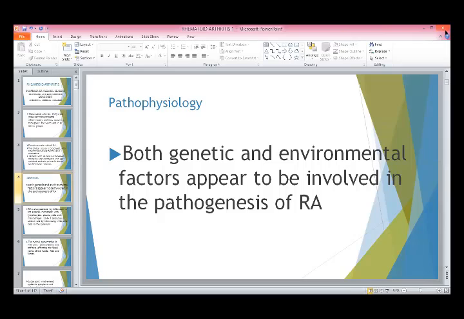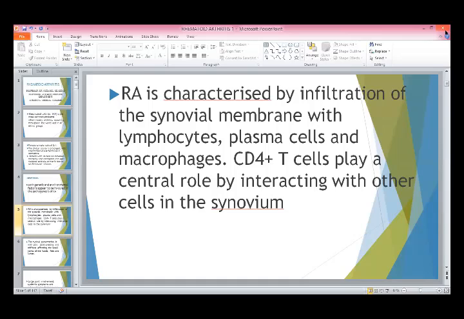Now, pathophysiology. Both genetic and environmental factors appear to be involved in the pathogenesis of rheumatoid arthritis. Rheumatoid arthritis is characterized by infiltration of the synovial membrane with lymphocytes, plasma cells, and macrophages. CD4 T cells play a central role by interacting with other cells in the synovium in the joints.